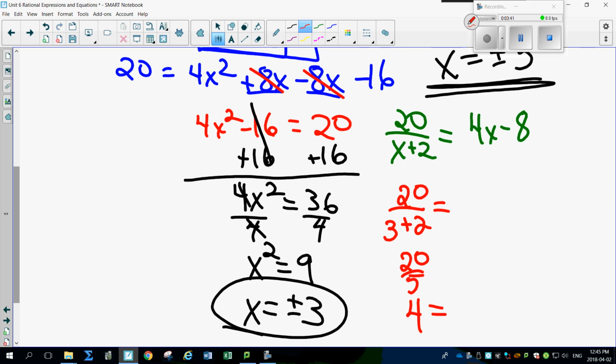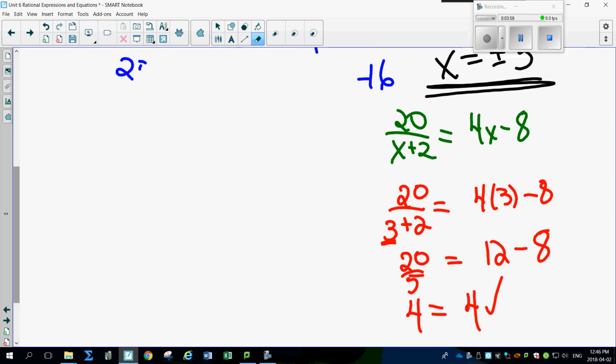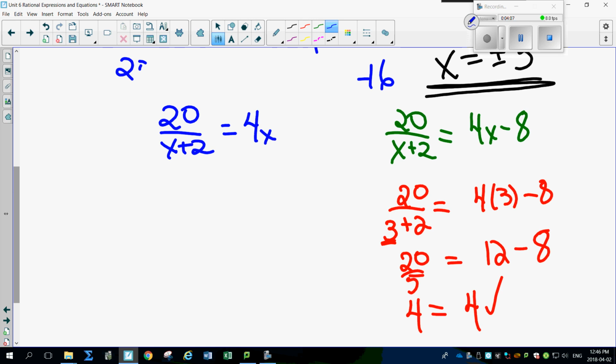All right, so here we go. 4 times, remember that number used was 3, minus 8. 4 times 3, if I remember correctly, is 12, minus 8. Look at that, 4 works. Plus 3 is one of your answers. Let's try the minus 3 now. I'm just going to make a little bit of room over here. We're going to do the exact same thing with the exact same original question, and let's see if minus 3 works. Ready? Okay, here we go.